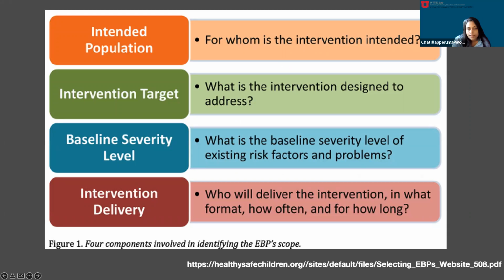So adding to that, when you do select evidence-informed programs, these are some other things that you want to think about. So the 4 components involved in identifying evidence-based practices. First would be the intended population. What's your target population? So you want to think about demographics. You want to think about age. You want to think about race. You want to think about language.